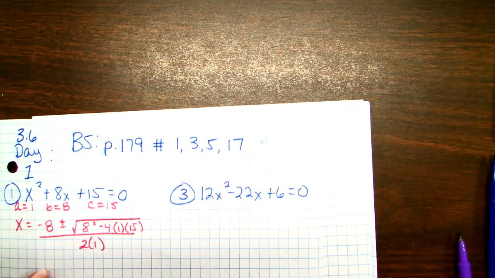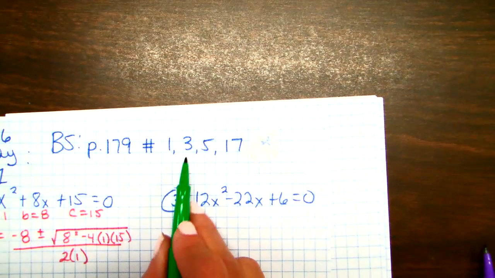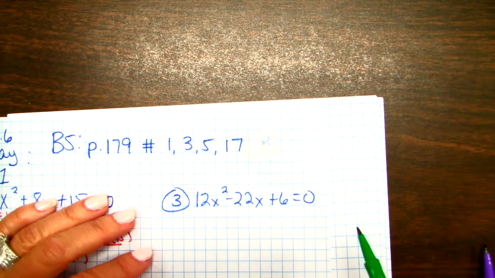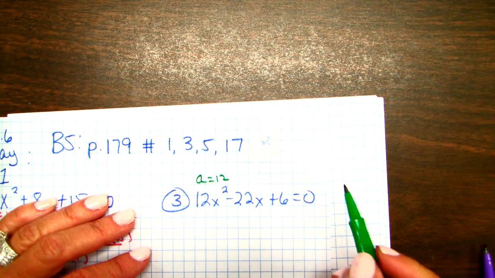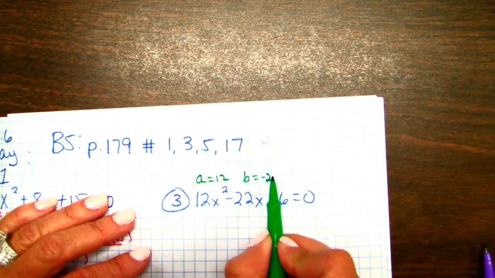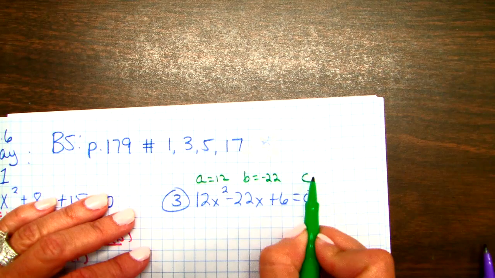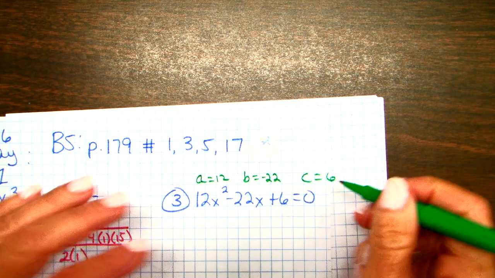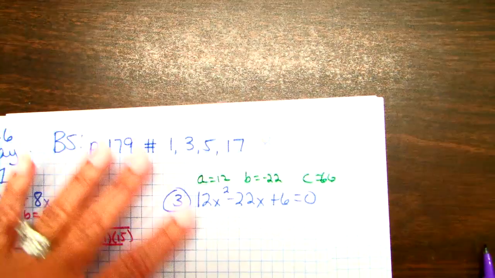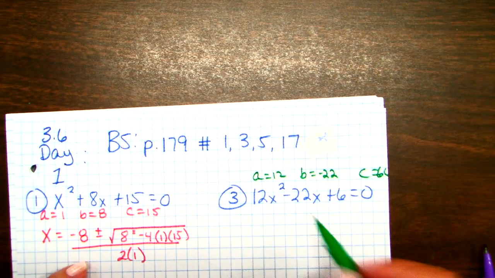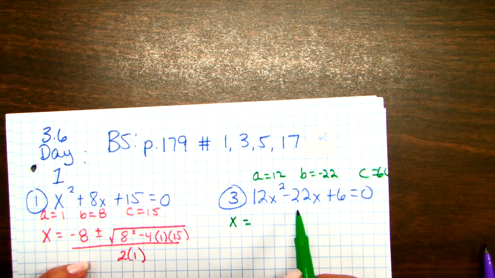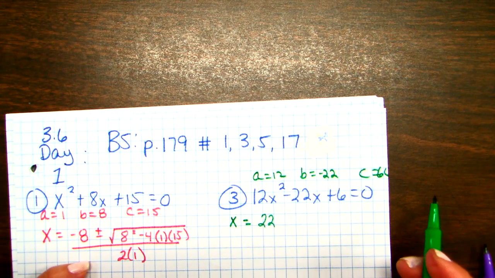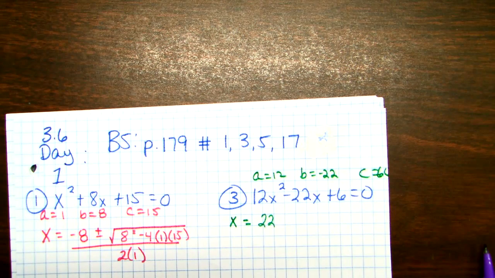All right, here's number 2. Let's see number 3. Okay, so A is 12, B is negative 22, and C is 6. Oops, I went off the paper. Okay, so let's plug into the formula. X equals, guys, look, when I plug in negative B, where there's already a negative, I can go right to skipping that step. I don't have to write a minus, parentheses, and negative.